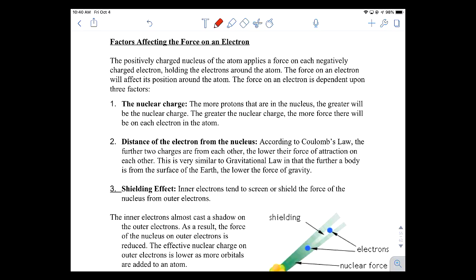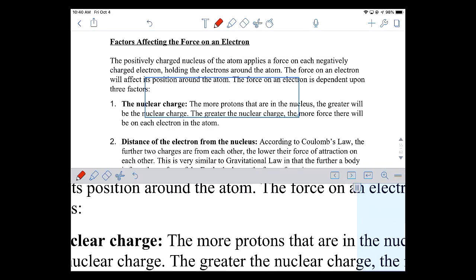So, the three factors that affect the force on the electron are the nuclear charge, the distance of the electron from the nucleus, and the shielding effect. The nuclear charge can be estimated from our Coulomb's law again, that we have this Q over R squared. I'm just going to use the proportional version so we don't think about the constant there.